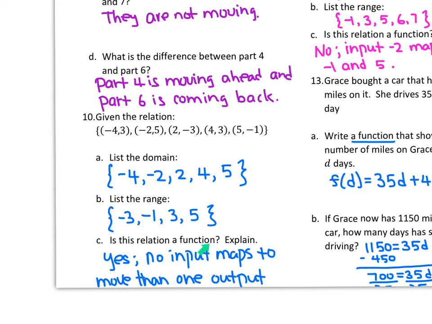Is this relation a function? Well, we need to look at the x's and see if any of them are repeating. So you can see this is not the same, and none of the x's are the same. That means, yes, no input, which is the x's, maps to more than one output, which means I cannot have more than one of the same x.